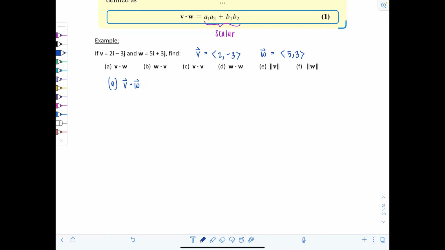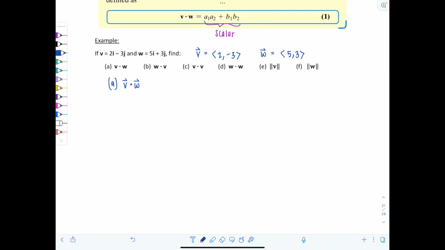So be careful when you're writing out vectors yourself by hand. You don't try to sit there and write it bold, right? You just put the little arrow above the letter to indicate that it's a vector. Now, v dotted with w.